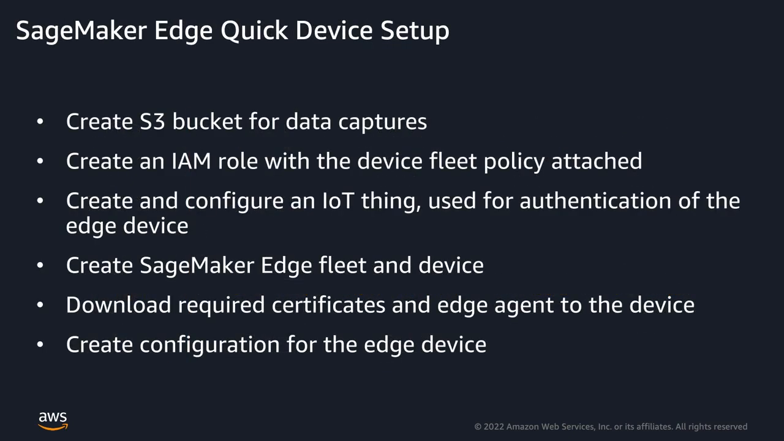The quick device setup runs on the edge device and goes through the following steps for you. It creates an S3 bucket to store data captures from edge devices. Then it creates a device fleet policy and device fleet role so that your device can interact with AWS services. It creates and configures an IoT thing so that your device can use IoT services to authenticate with AWS. And then it creates a SageMaker Edge fleet and device. After creating all the cloud resources, it downloads the created certificates as well as the Edge agent binaries onto the device. Lastly, it creates a configuration file for the Edge agent on your device.